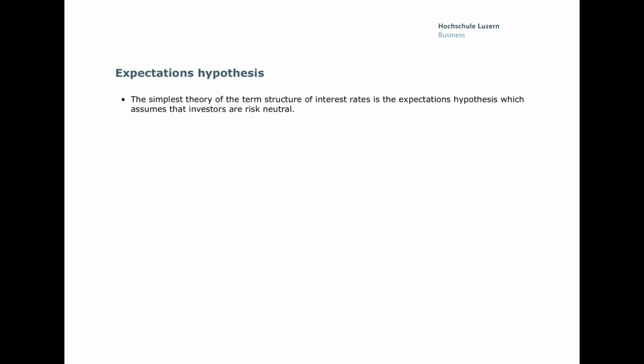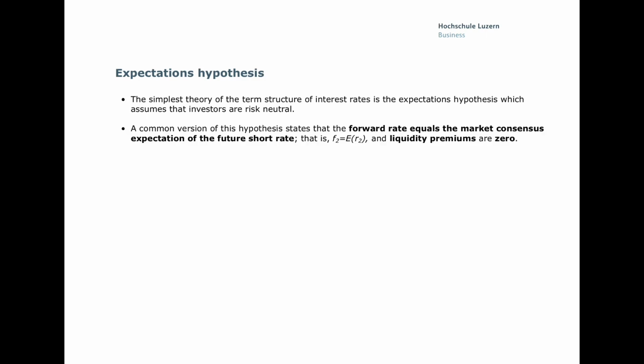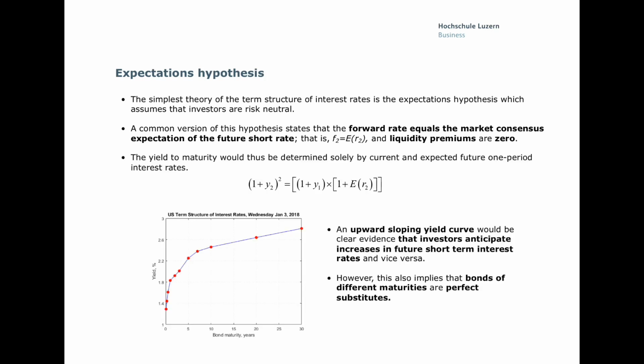The simpler theory of the term structure of interest rates is the expectations hypothesis, which is based on the assumption of risk-neutral investors. A common version of this hypothesis states that the forward rate equals the market consensus expectation of the future short interest rates. Moreover, there are no liquidity premiums. The yield to maturity is thus solely determined by current and expected future one-period interest rates.